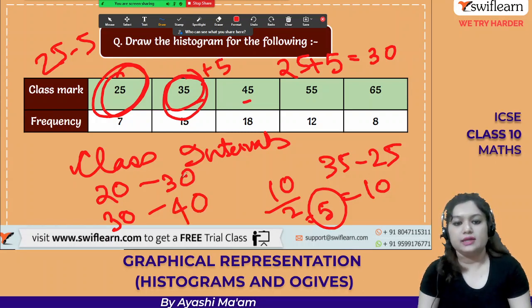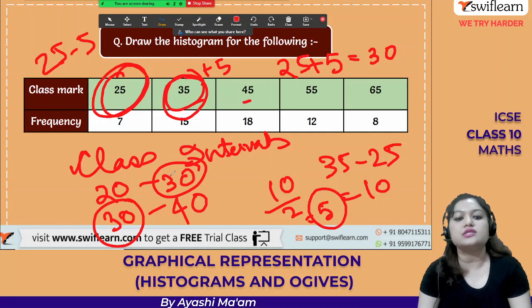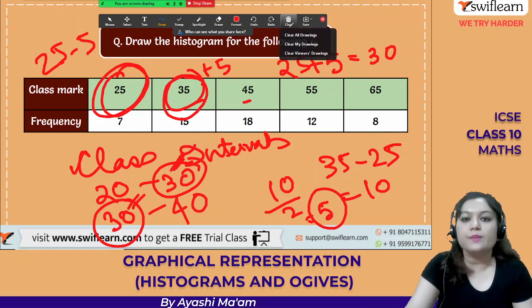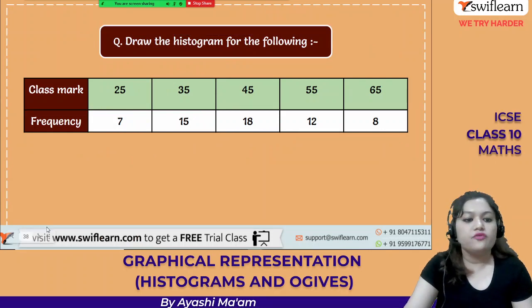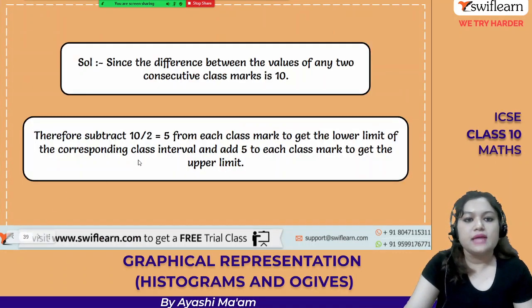So 240. Now see, this is your continuous data as well, right? Ending at the same point, starting at the same point. Understood? Very, very easy. Yeah, this is exactly what is mentioned over here.